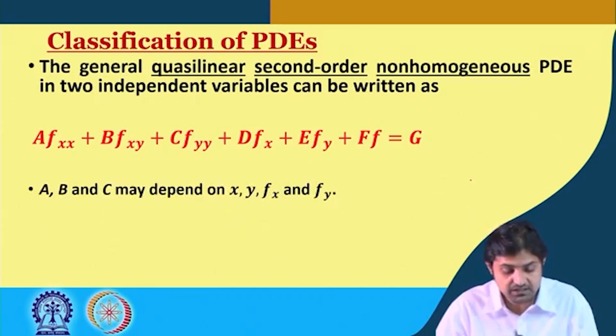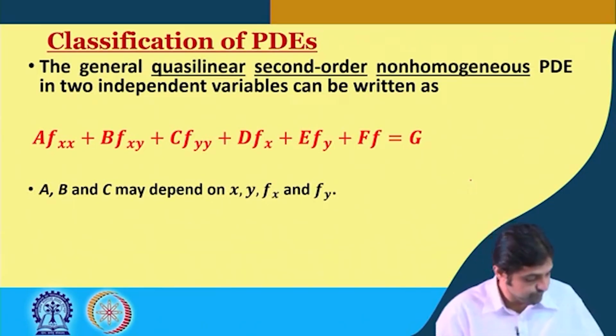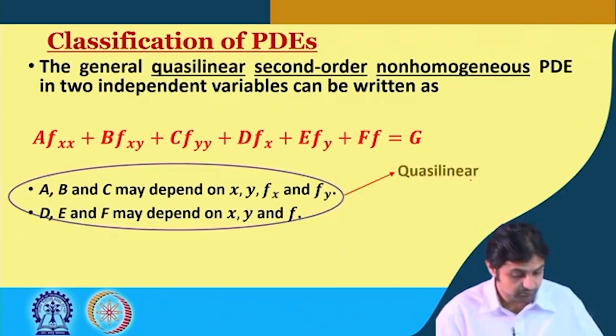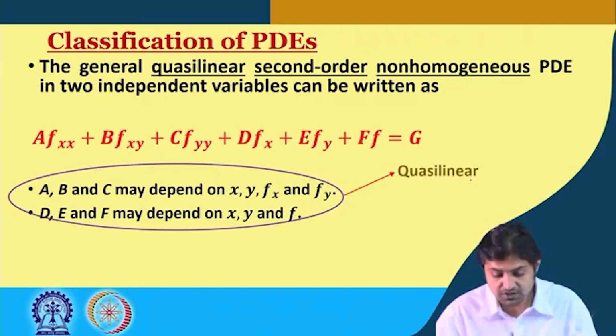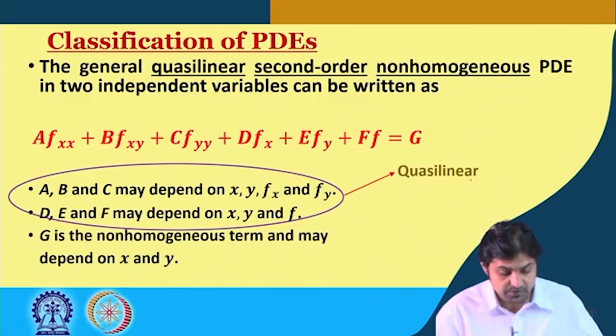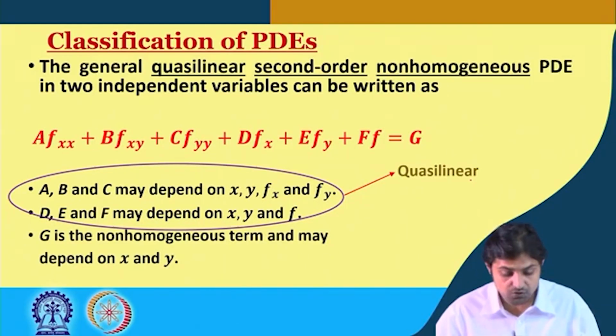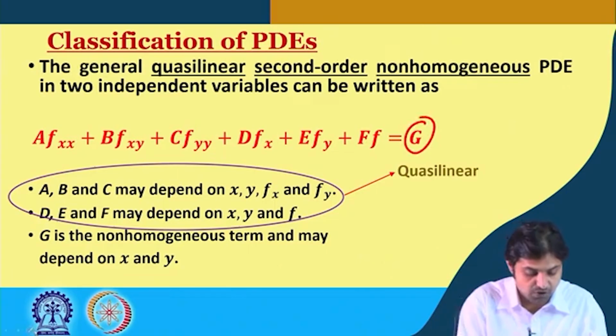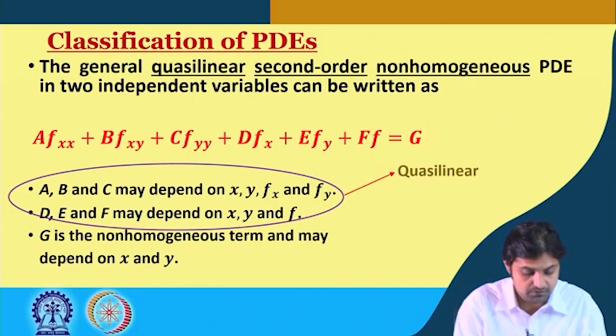So, a, b and c may depend on x, y, f_x and f_y. d, e and f may depend on x, y and f. This is what quasi-linear means. g is the non-homogeneous term and may depend on x and y, that is why we call it non-homogeneous. It is not equal to 0.